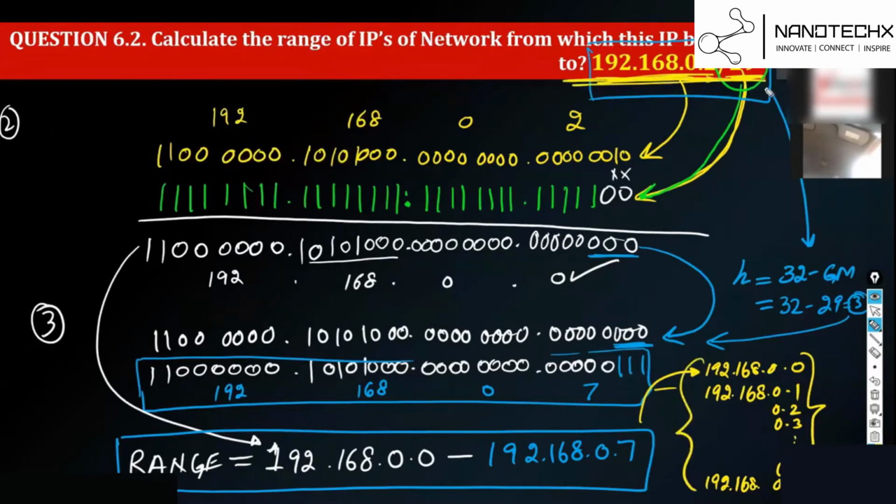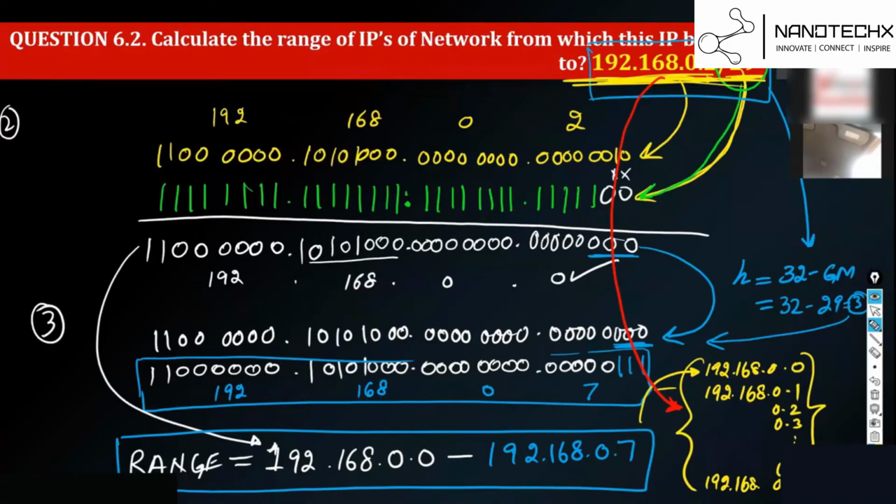So 192.168 belonged to where? It belonged to this range, and it was the third IP address of this range. You can see .0, .1, .2. So .2 was the third IP address from this range. Clear on this one, guys?